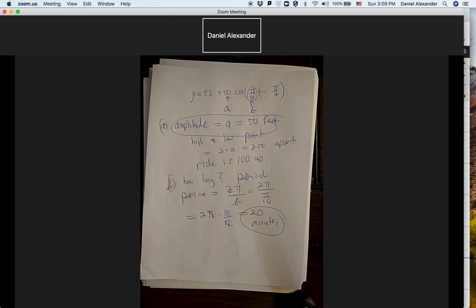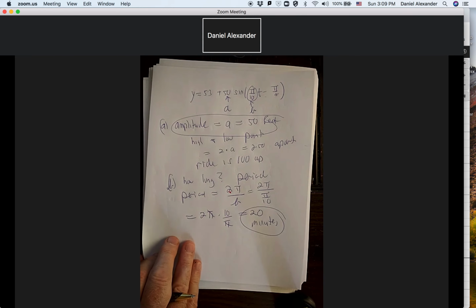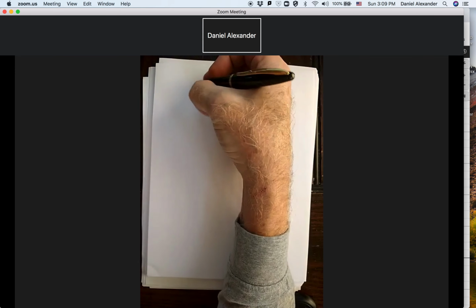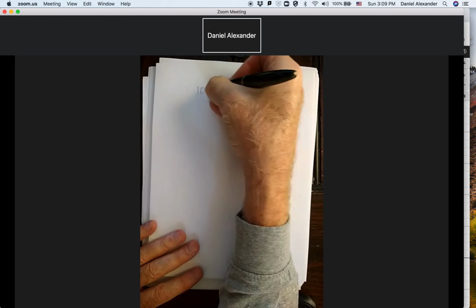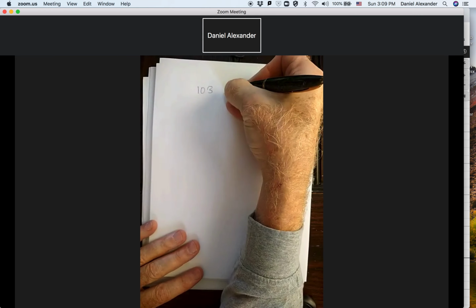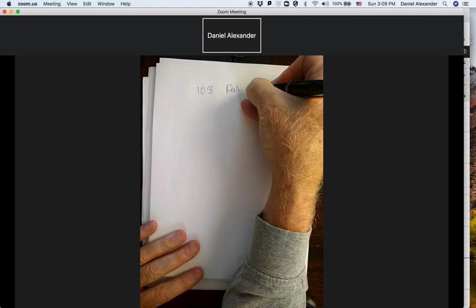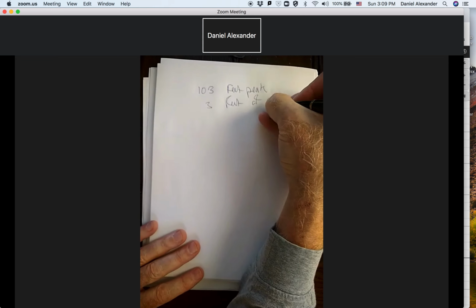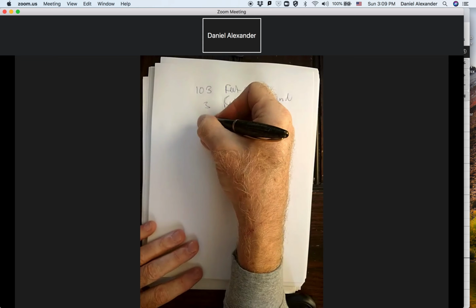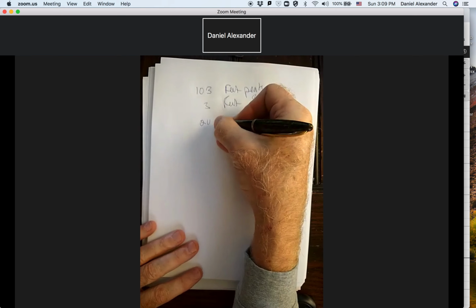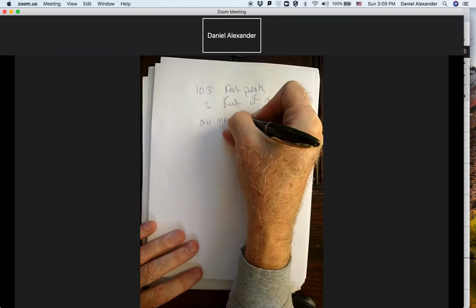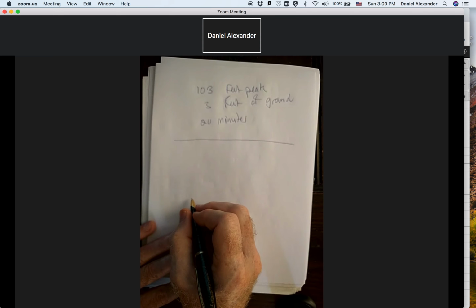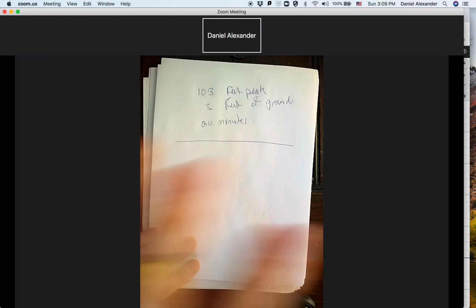Okay, that's it for the problem, but I'm going to do the bonus content about how we would figure out this model on our own. So we're going to start again the same way, 103 feet peak, 3 feet off the ground, and then 20 minutes per turn. Okay. Here, let me fix that. Looked like it got out of focus.